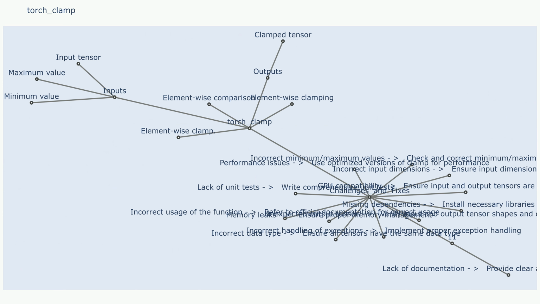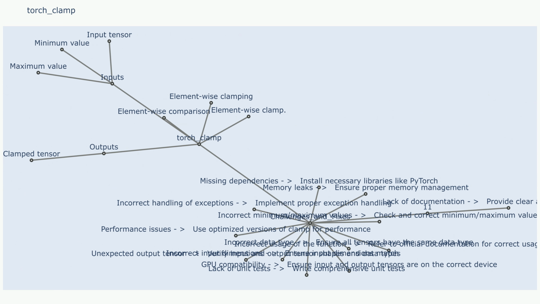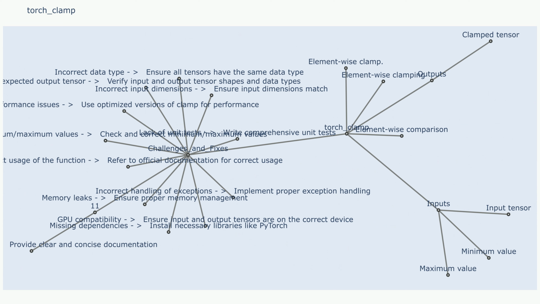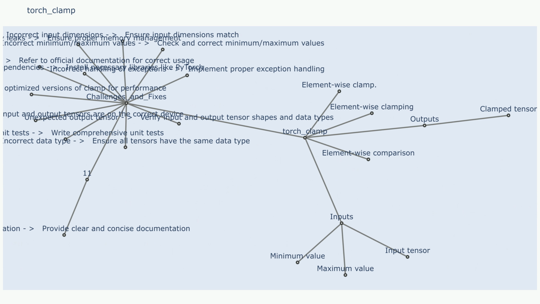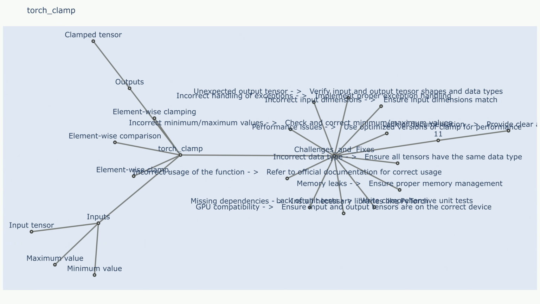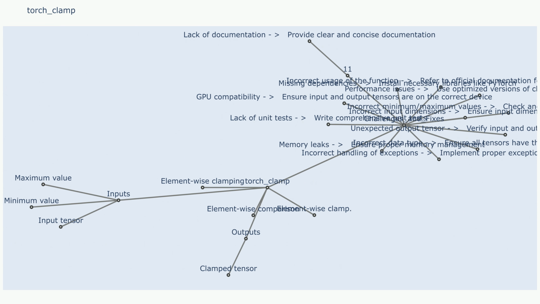Outputs. Output 1: clamped tensor, a tensor with the same shape as the input tensor, but with all values clamped within the specified range. Steps. Step 1: iterate through each element of the input tensor. Step 2: if the element is less than the minimum value, set it to the minimum value. Step 3: if the element is greater than the maximum value, set it to the maximum value. Step 4: return the modified tensor.